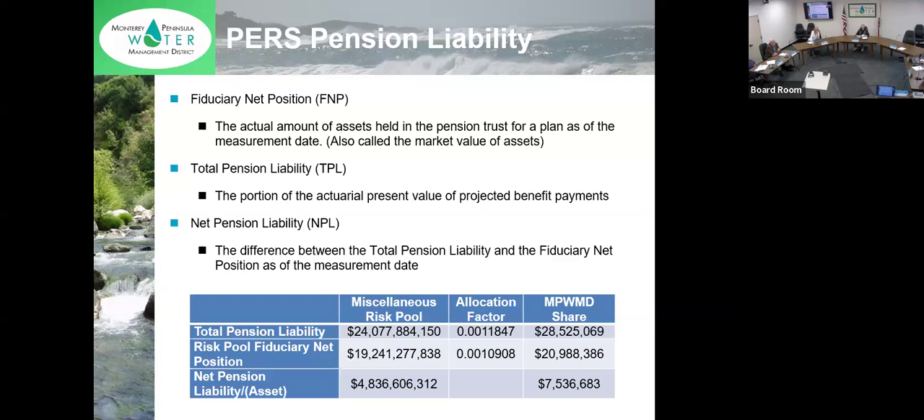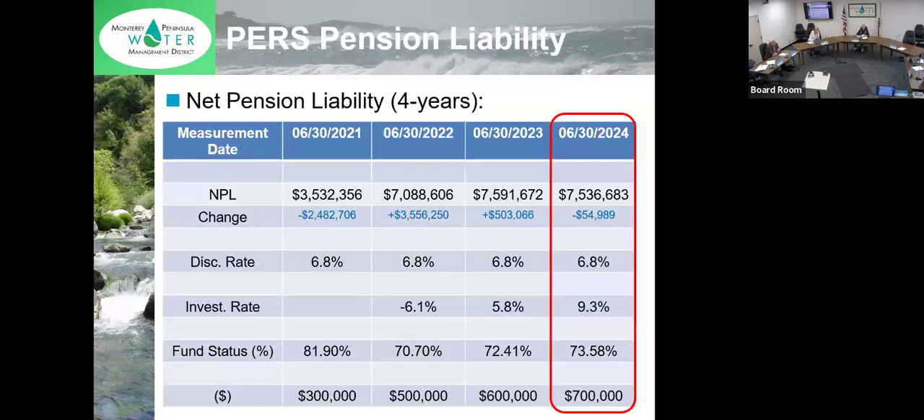That's as of the measurement date. And CalPERS does this 2 years in arrears. So this is the latest report that we have. We have 7.5 million. This graph shows the evolution of that liability over the last 4 years. And this liability varies based on like 3 different factors. One is employer contributions, employee contributions, and then investment returns. So if the investment returns vary, this liability varies.